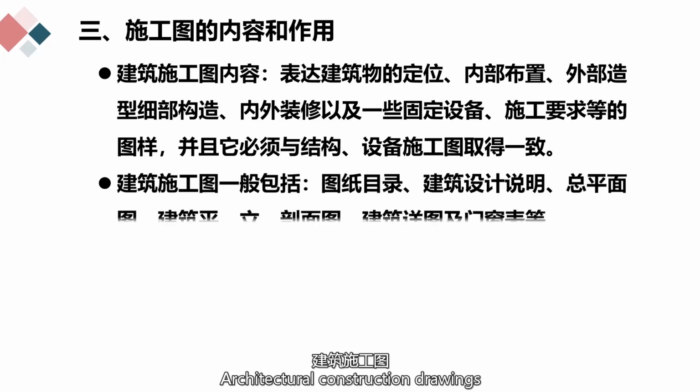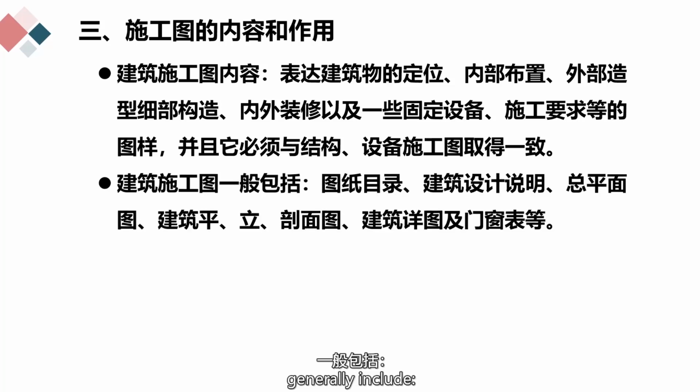Architectural construction drawings generally include drawing list, architectural design specifications, general layout plan, architectural plans, elevations, sections, architectural details, and door and window tables, etc.